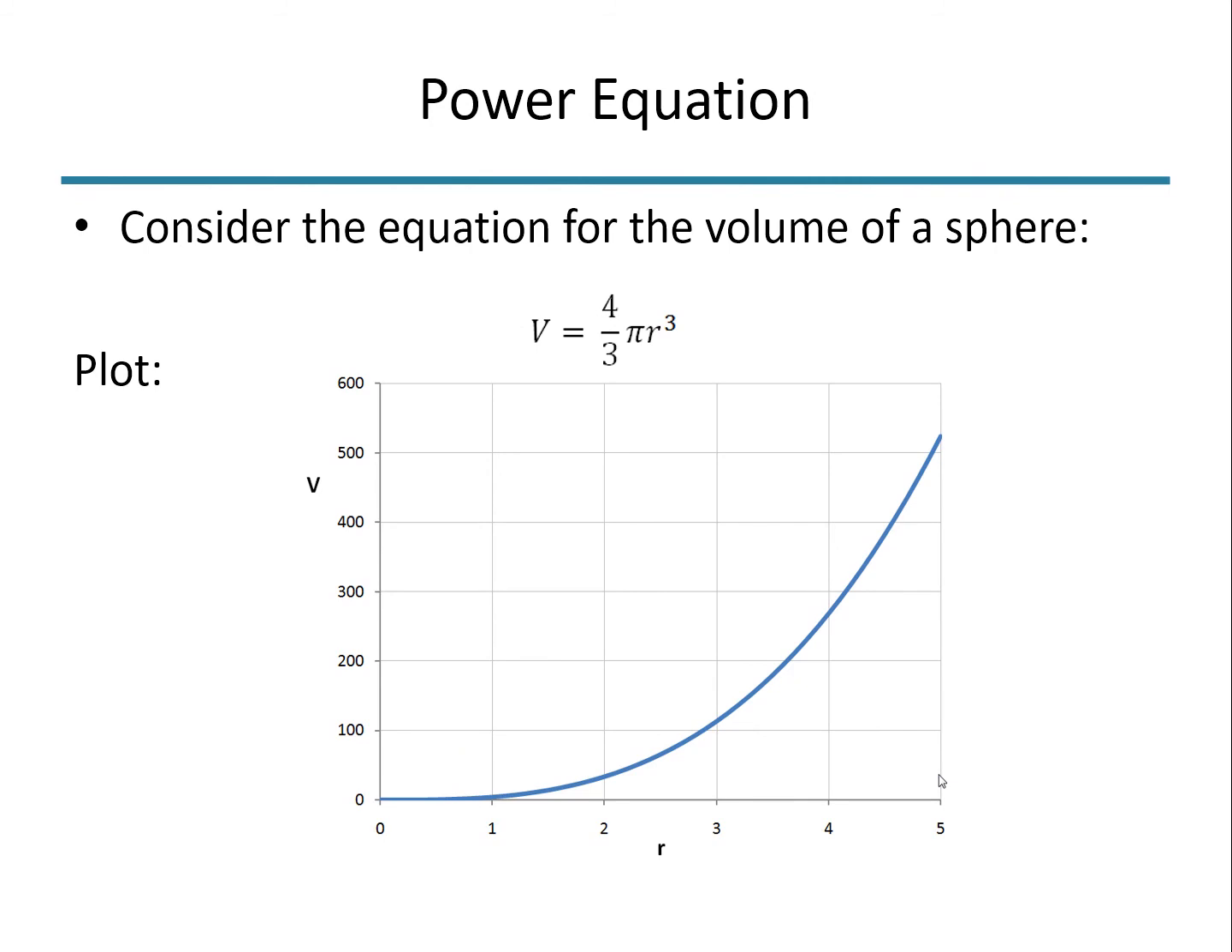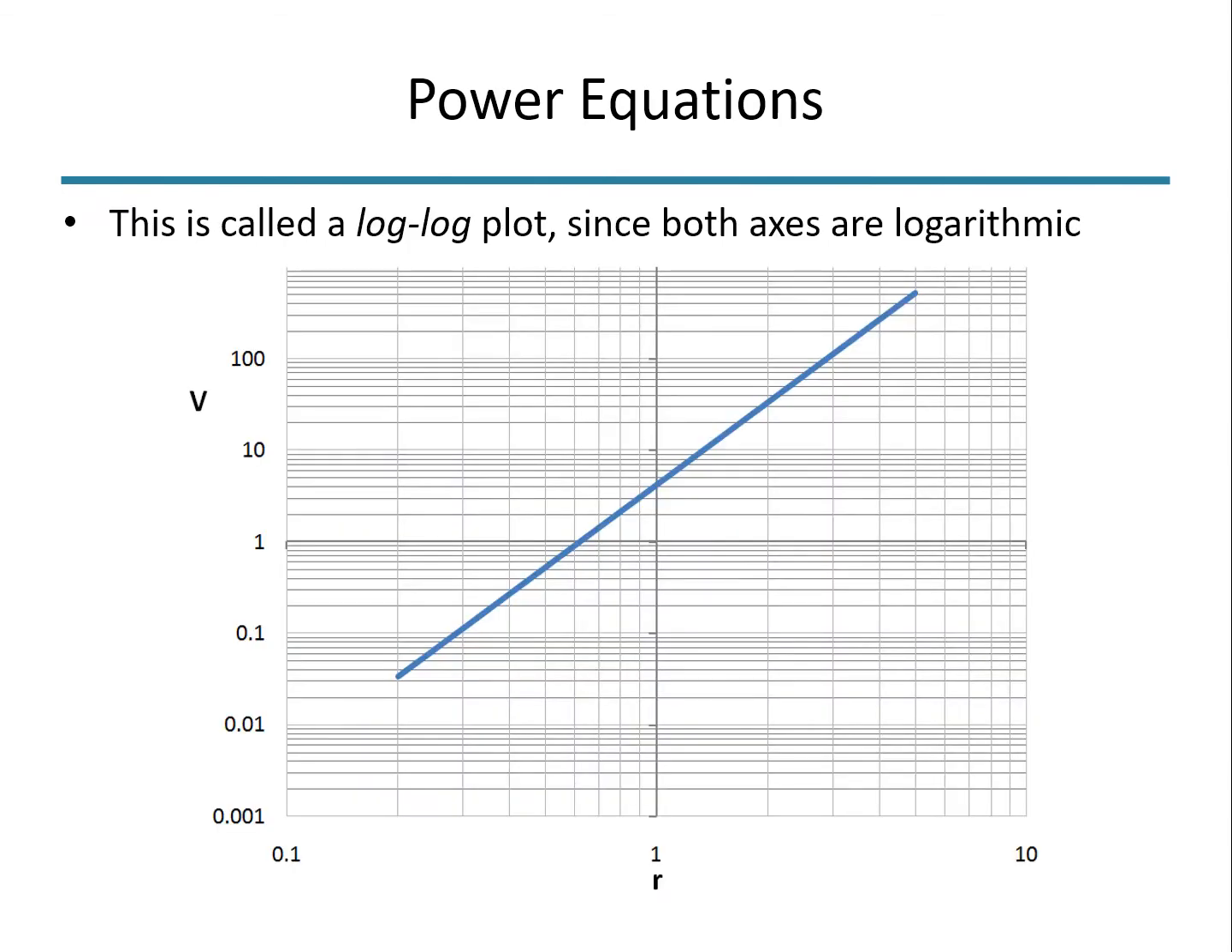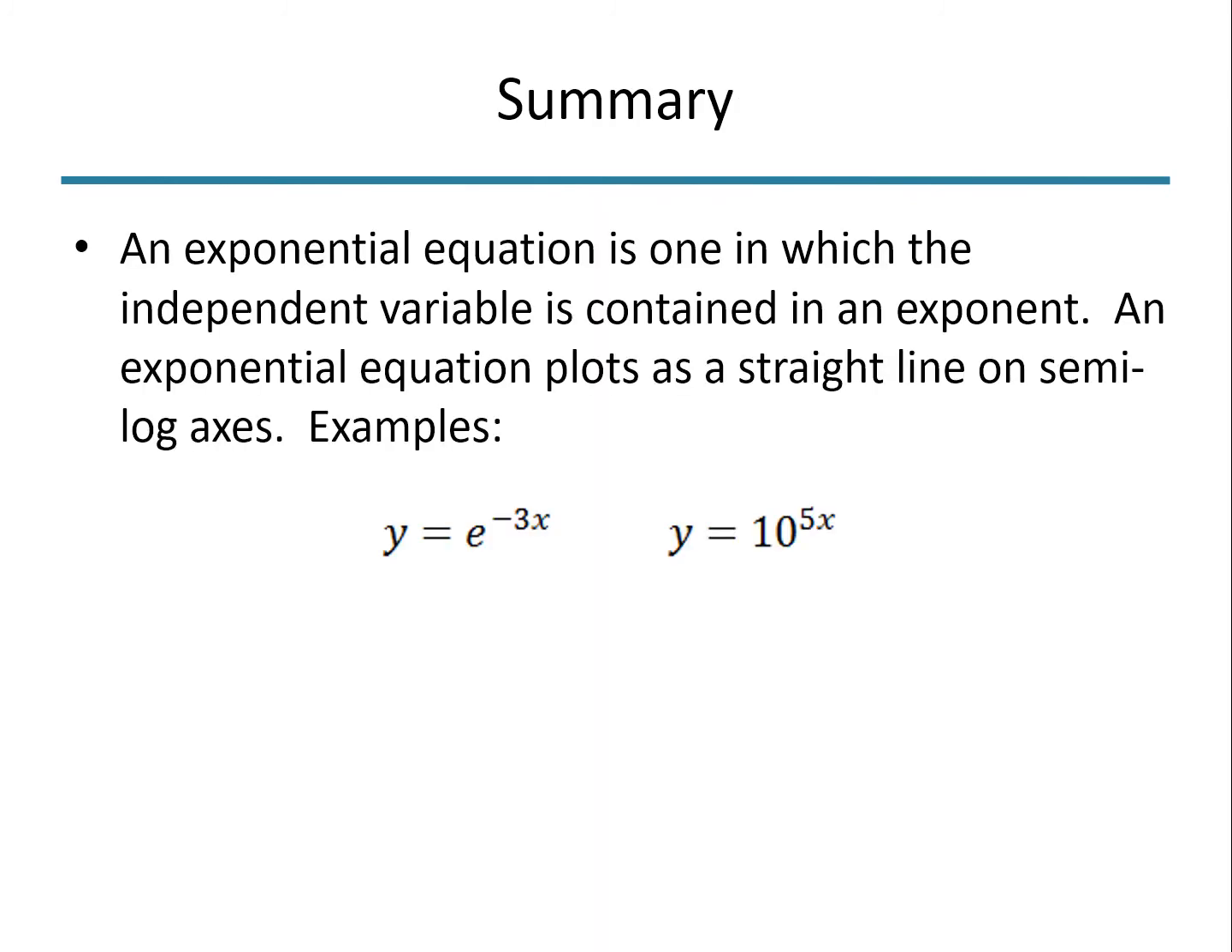By contrast, let's look at a power equation. In this case, our independent variable r is raised to a power. Once again, if we plot this a little further, we'll see that the value increases very quickly, so it's hard to interpolate values down on the lower end. But if we plot both axes with logarithmic scales, then you'll see that, once again, we plot as a straight line. So always remember this.